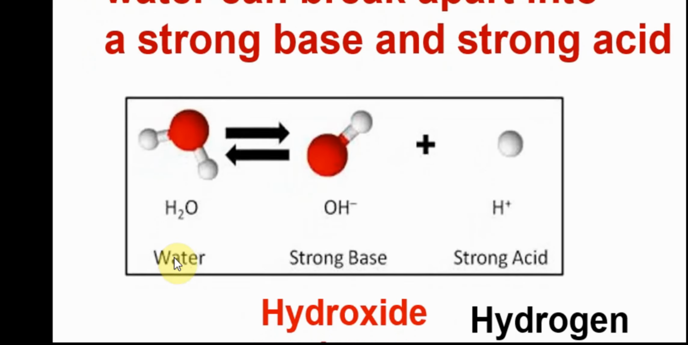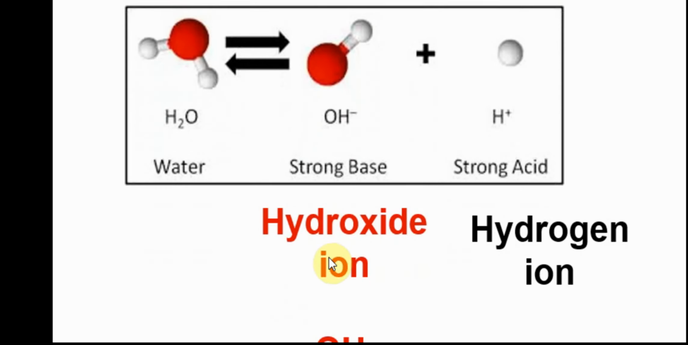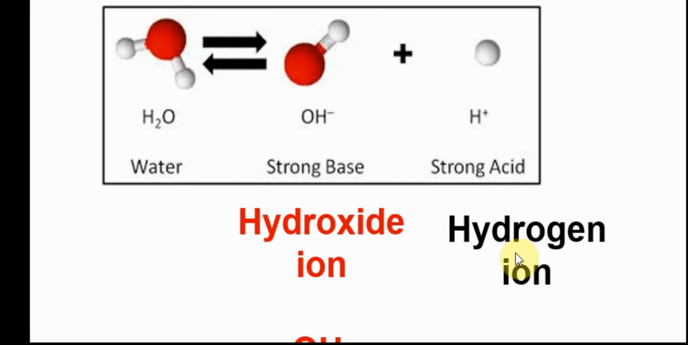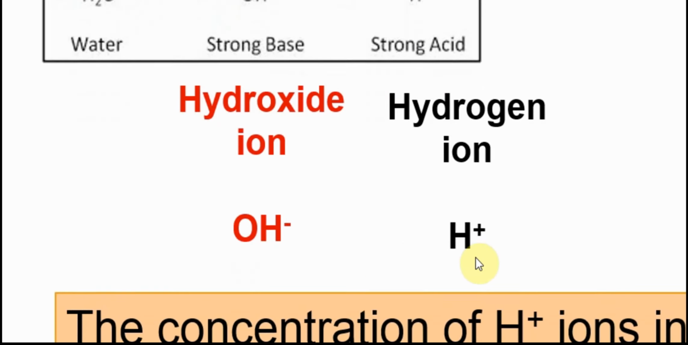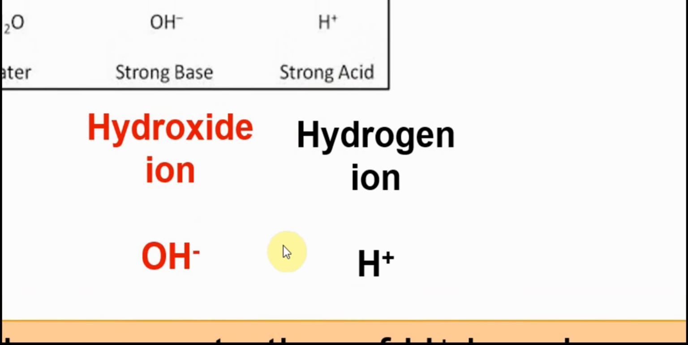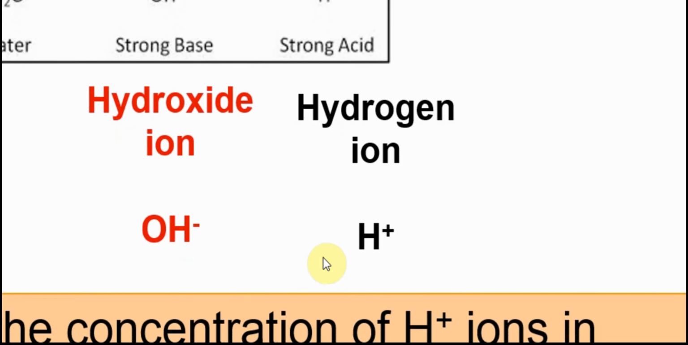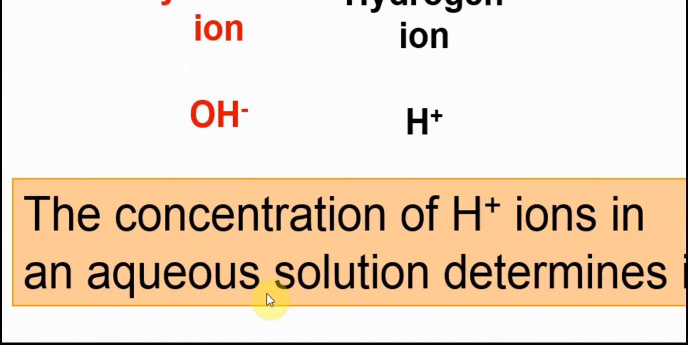So here in my diagram, here's a water molecule breaking up, or dissociating, into the hydroxide ion and the hydrogen ion. Hydroxide is a strong base. Hydrogen ions are strong acids. And so we measure how many of these are in a solution, and that is what determines the pH of something. So the concentration of hydrogen ions in an aqueous or water-based solution, where we take something and dissolve it in water, is what determines the pH of something.